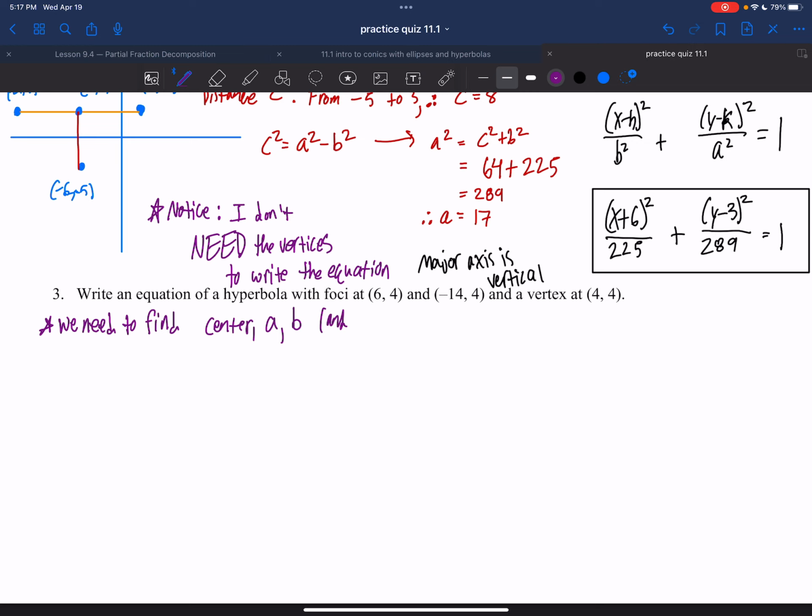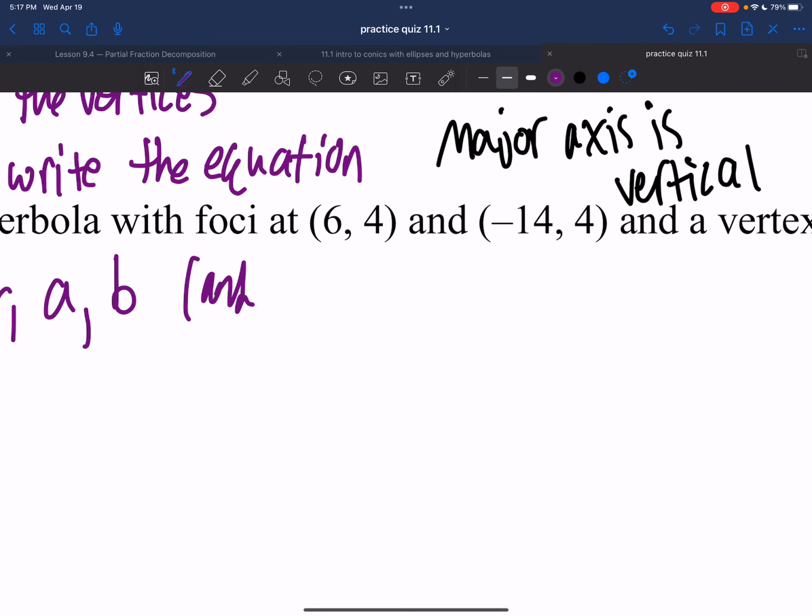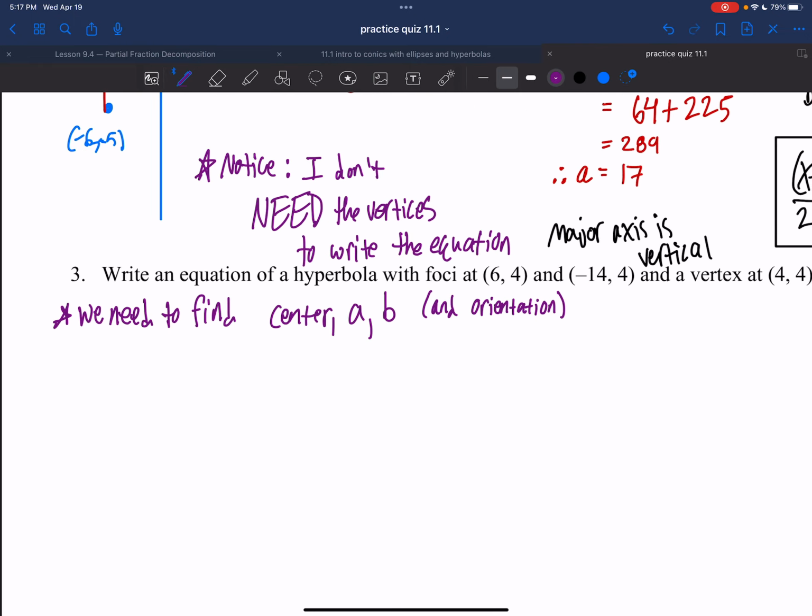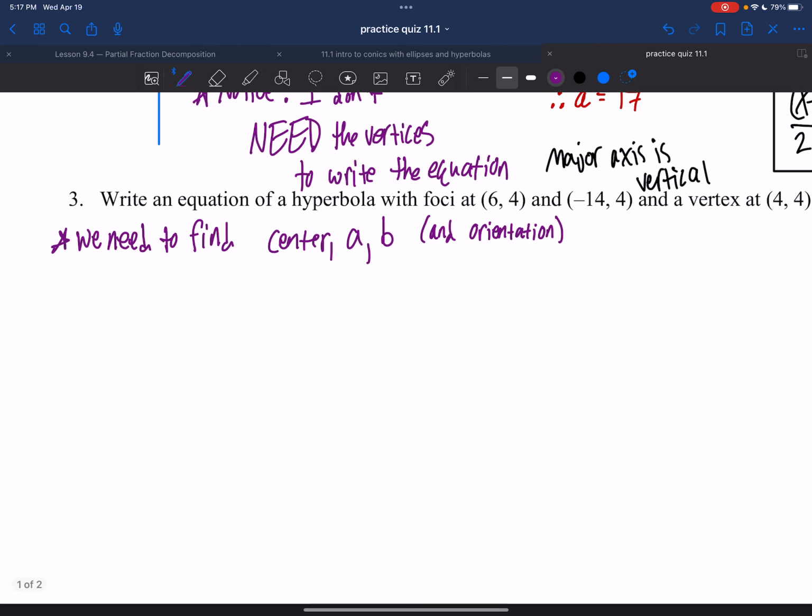I don't know, I don't like my handwriting sometimes. And orientation. I think my fiance's home, and I think she wants to go to Chili's. So I need to hurry this up.